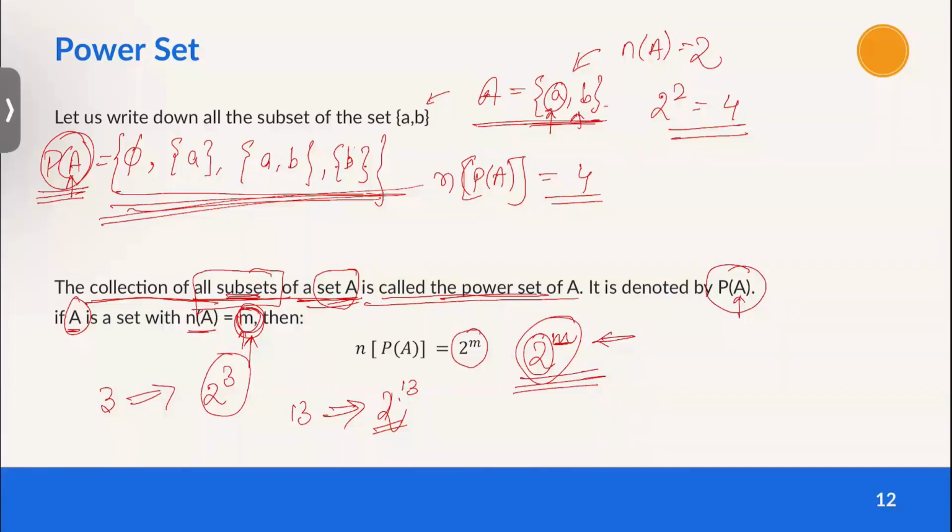Okay. So what is the key takeaway from this slide? What a power set is is one takeaway. The collection of all subsets of a set is called the power set of A. The second key takeaway is that the number of elements of a power set is given by 2 to the power M, where M is the number of elements in the set A. So the number of elements in the power set of A will be 2 to the power M.